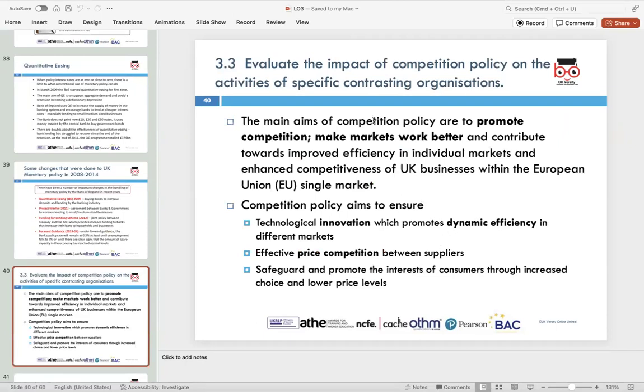Then evaluate the impact of competition policy on the activities of specific contrasting organizations.